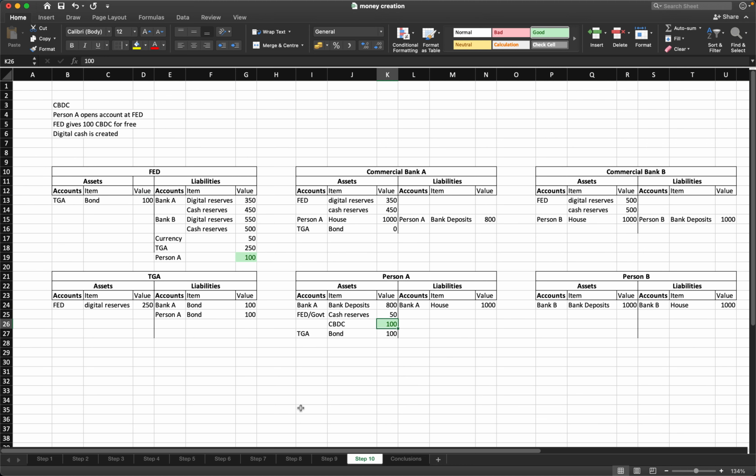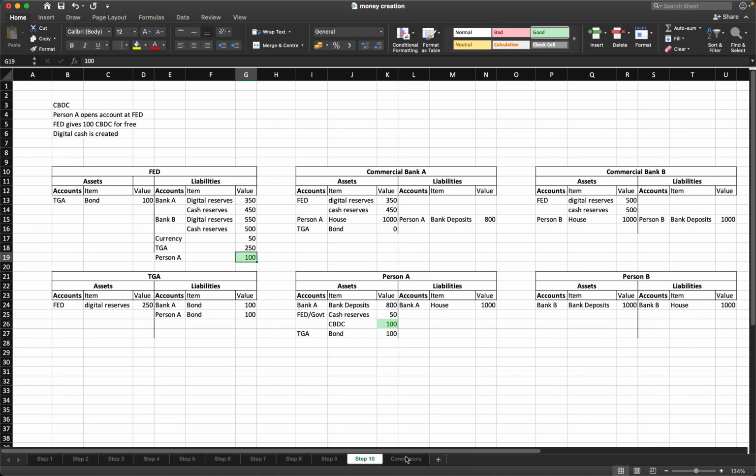In step 10, we're going to discuss CBDC. Person A can open an account at the Fed. The Fed gives 100 CBDC for free to person A, and we see that digital cash, which is CBDC, is created. On the liability side of the Fed, person A receives 100 CBDC, which is also mirrored, of course, on the asset side of person A. Commercial banks are not involved. It's now up to the Fed to do whatever they want with that CBDC. They can tax it, they can put interest rates on it. It's all up to them. They can add more money to the system if they want to.